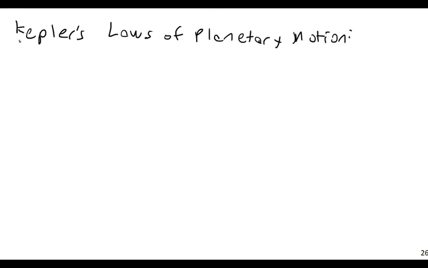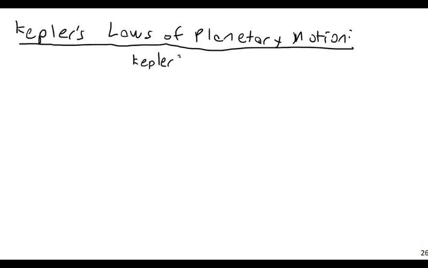And again, these were described before Newton. So these are relationships that are purely described according to geometry. And this was laid out by Johann Kepler. Kepler lived from 1571 to 1630.